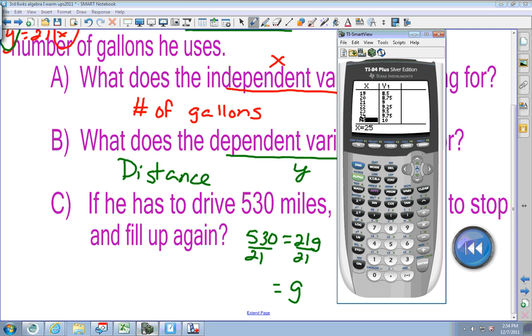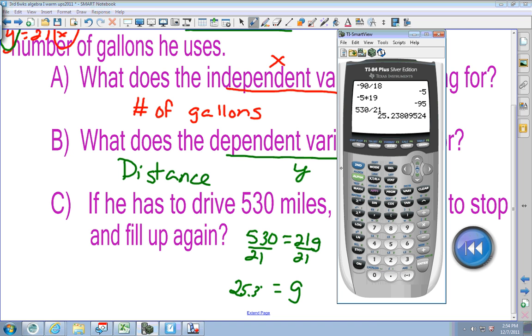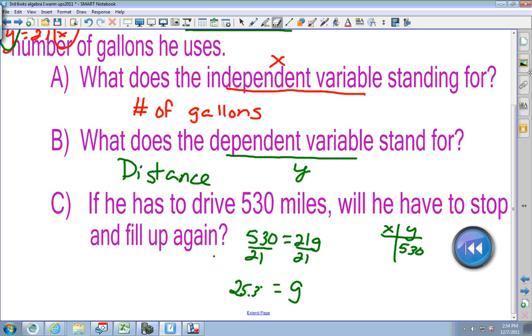So I have 530 divided by 21. And enter. And it says 25.23. Actually, you won't even find that in the table. Let me write that better. 25.23 gallons equals G.